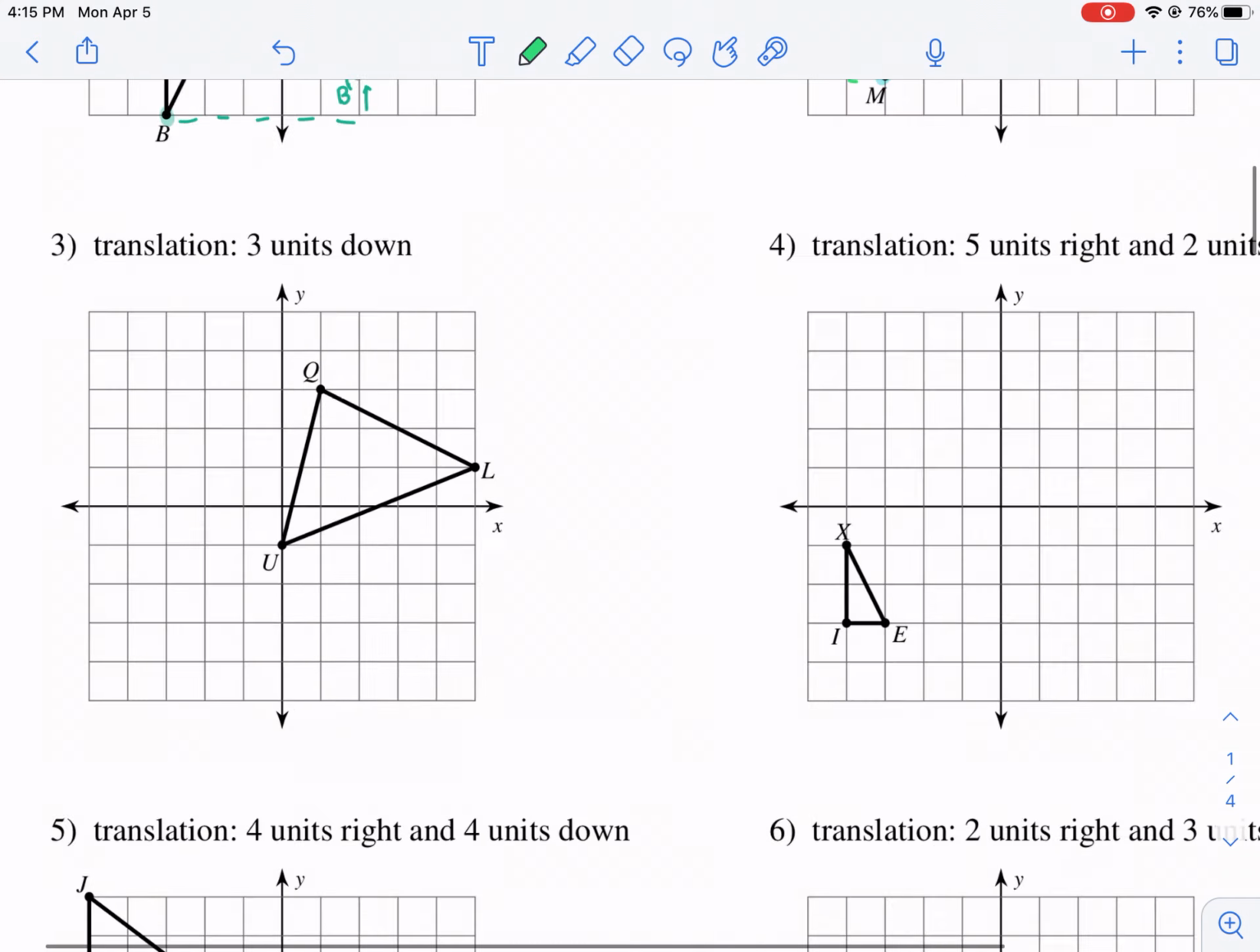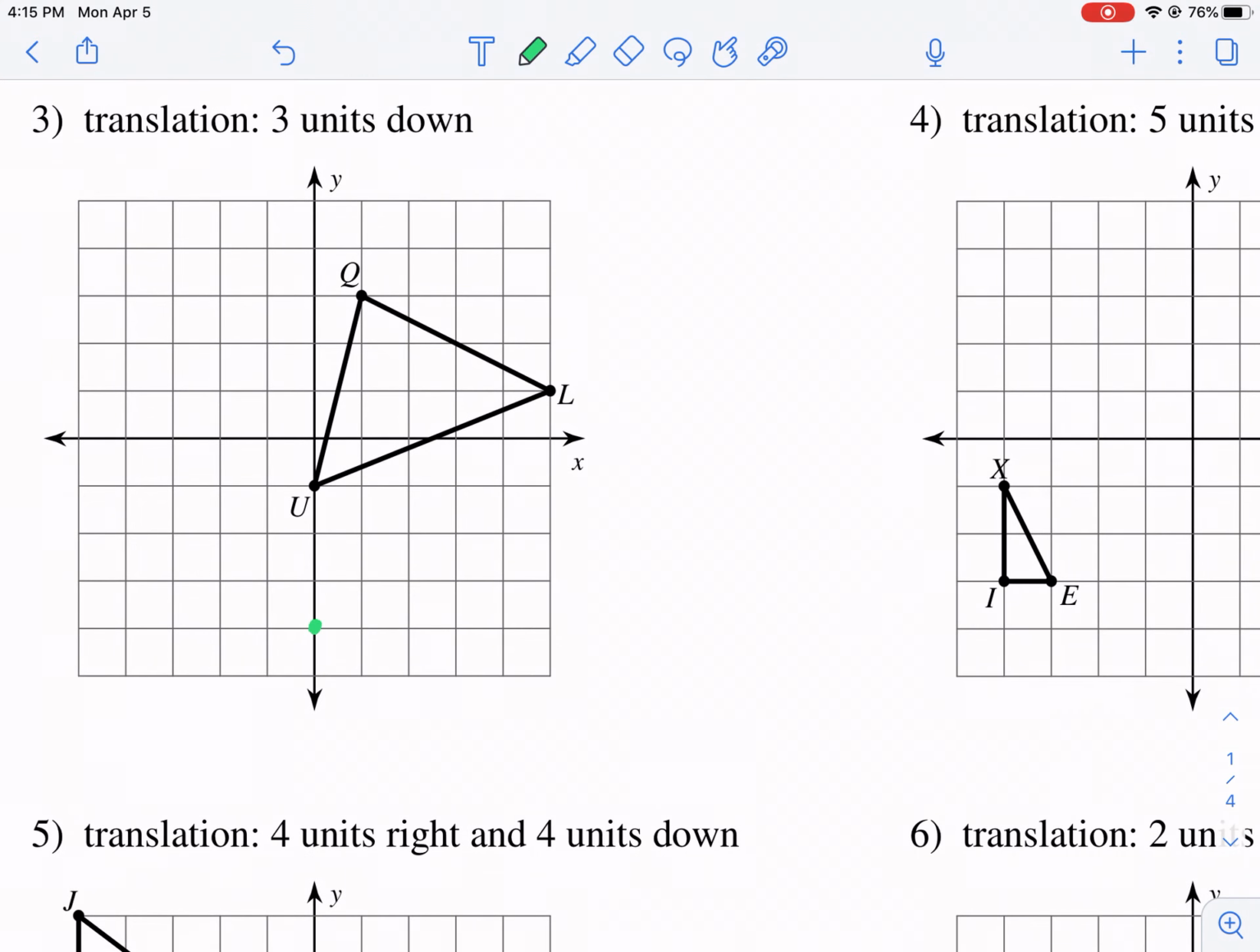Okay, so we can do all these problems if you wanted. Slide this 3 units down. It looks like this. Connect the dots. Don't forget to label it though when you're done. So this would be U prime, Q prime, and L prime.